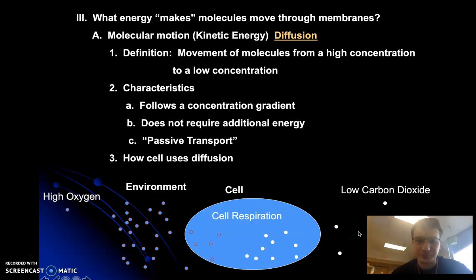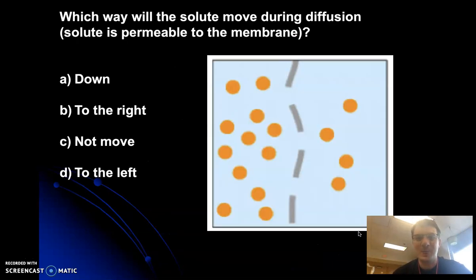And so that is how we move gases without even trying, just through naturally having one side having more and the other side having less. Molecules will move as long as they can fit through the membrane via diffusion. So take a look at this picture. Which way will the solute, the orange circles, move during diffusion? And I will let you know that the orange circles can fit through the membrane.